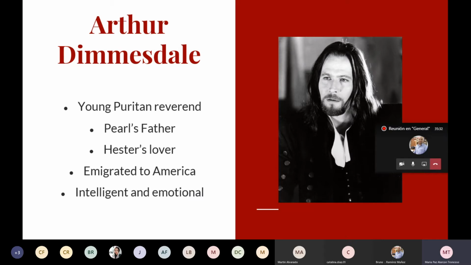He's intelligent, as I said, which is reflected in his sermons, which are really eloquent and persuasive. And he is very emotional, which is reflected in the reaction that he has when he feels guilty about his affair with Hester, to the point that he torments himself physically and mentally.